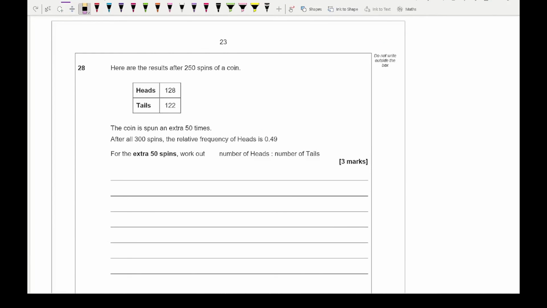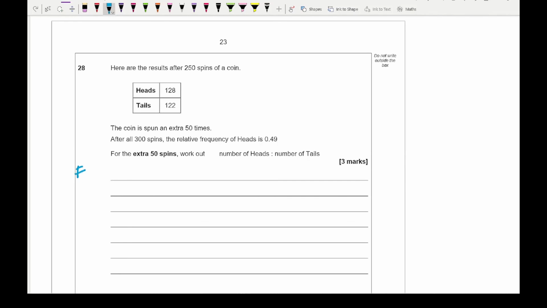Now moving on to question 20, it says here are the results after 250 spins of a coin. The coin is spun an extra 50 times. After all 300 spins, the relative frequency of a head is 0.49. For the extra 50 spins, work out the number of heads to the number of tails. So the first thing we need to do is to work out the, let's just get rid of that.